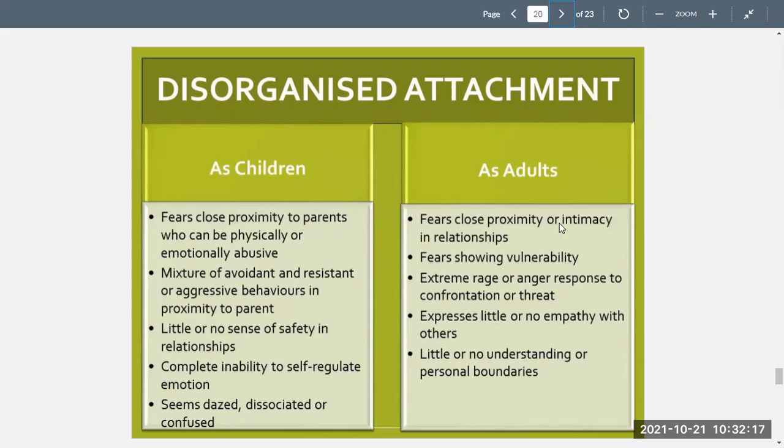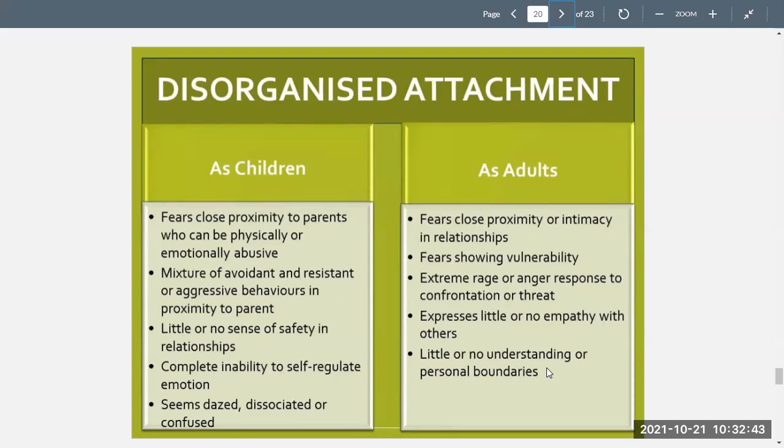As adults, fears close proximity or intimacy in relationships, fears showing vulnerability, extreme rage or anger responds to confrontation or threat, expresses little or no empathy with others, and little or no understanding of personal boundaries. So this is where your psychopath, your narcissist, your toxic individuals are, people with big egos, right?